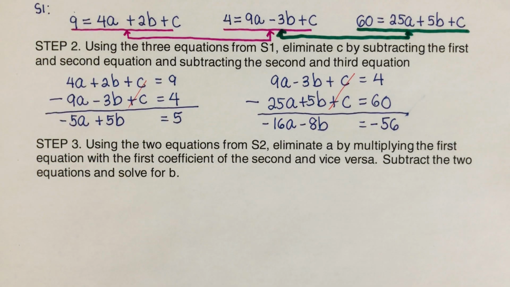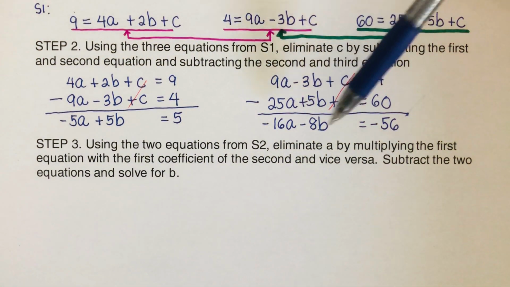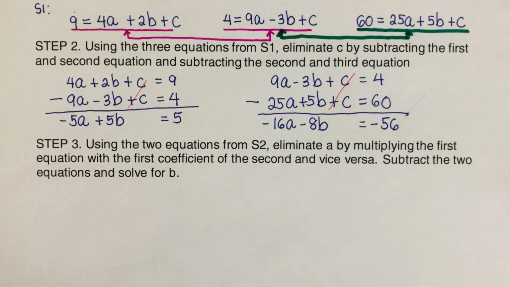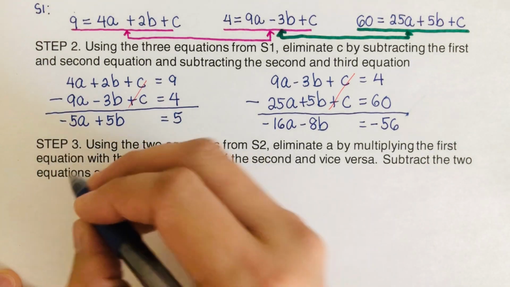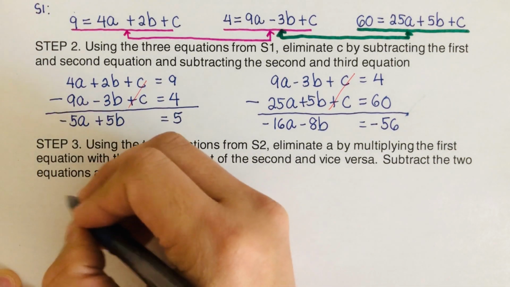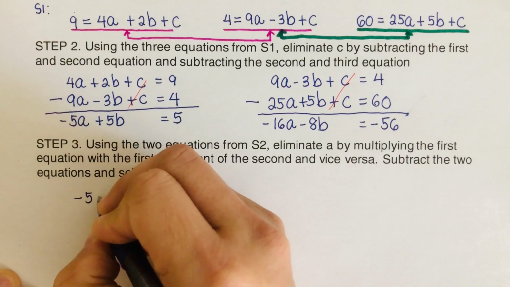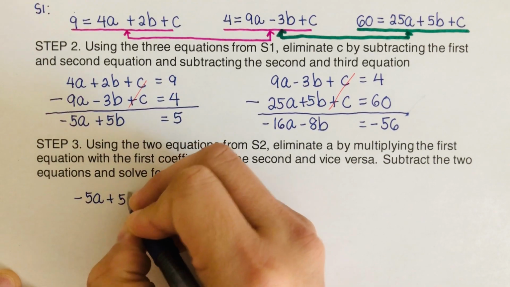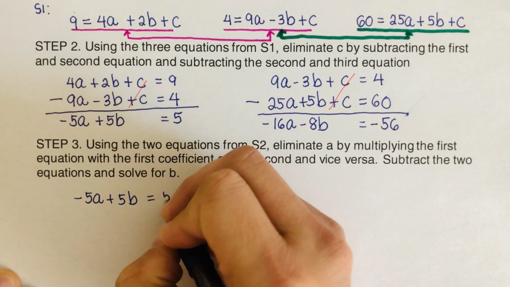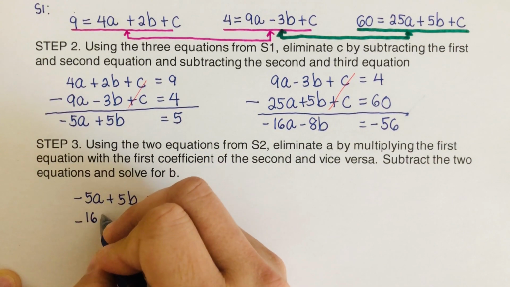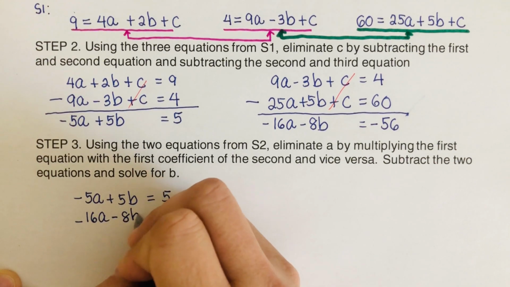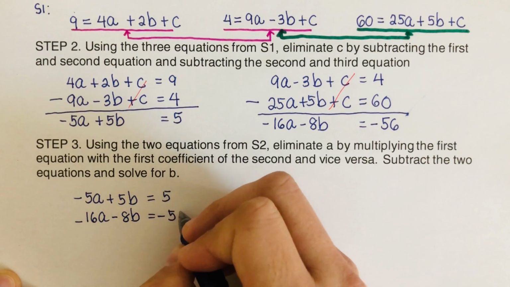So what we are trying to do is narrow down. Since we started with 3 equations, we narrowed it down to 2 equations, and then in step 3, we're supposed to come up with 1 equation. So we're subtracting these 2 equations that we have here. I'm going to subtract these 2. So that's negative 5a plus 5b equals 5. And the other equation is negative 16a minus 8b equals negative 56.